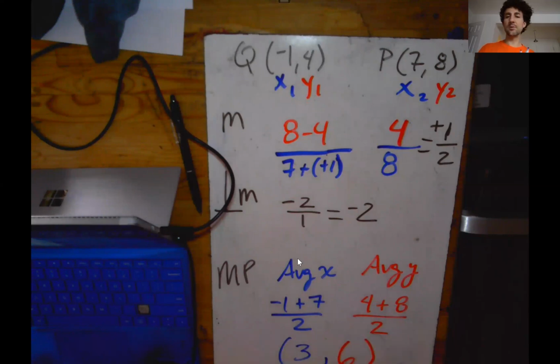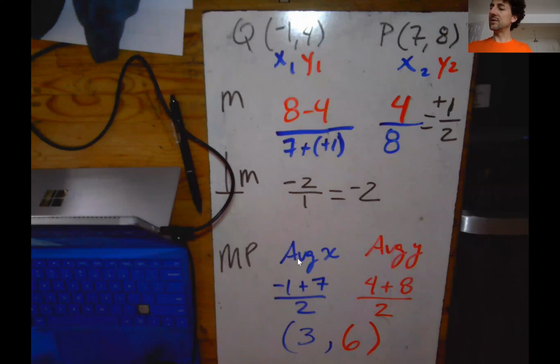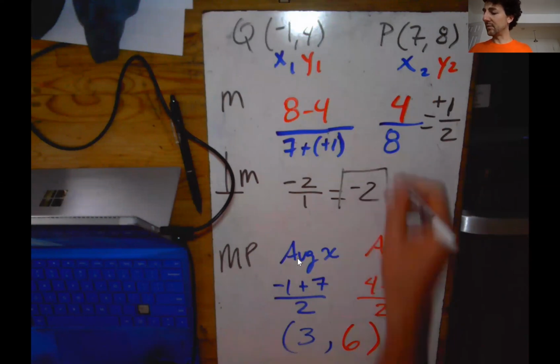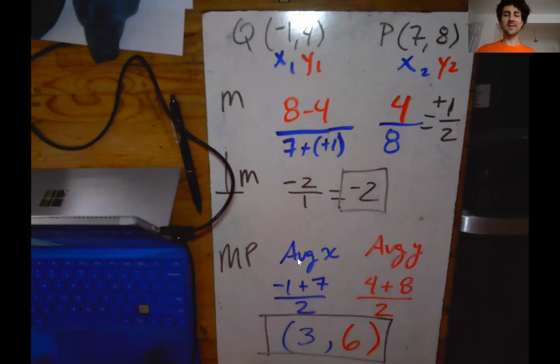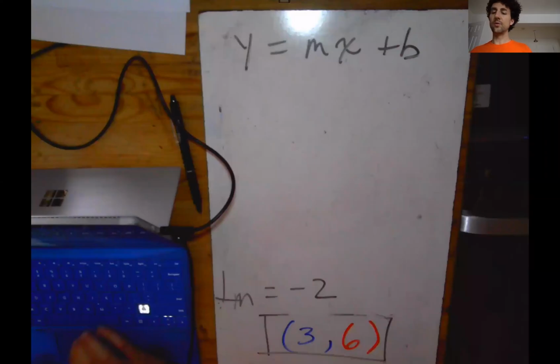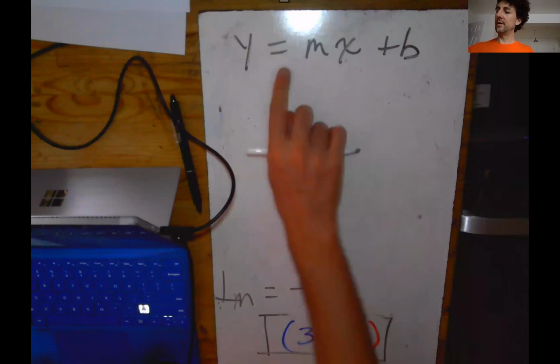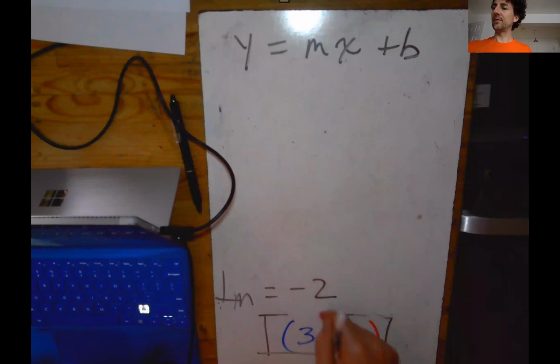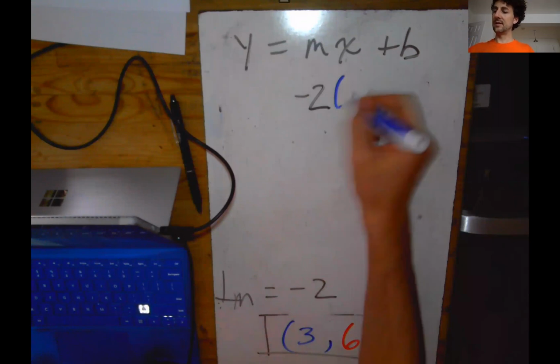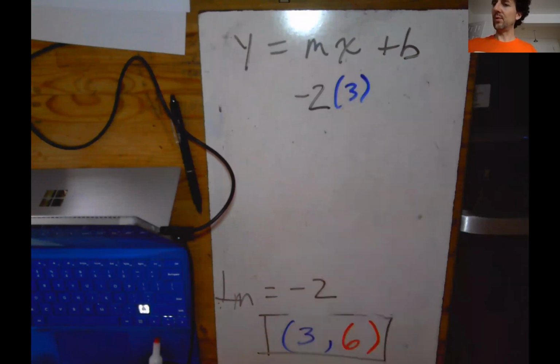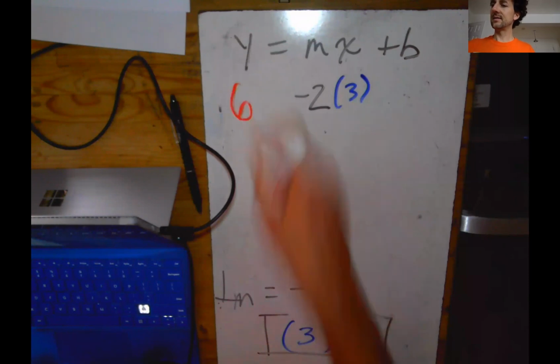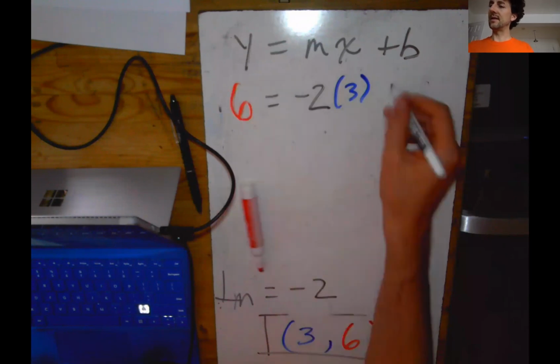So that means we need to write the equation of a line with a slope of -2 passing through (3, 6). All right, so we will substitute into y equals mx plus b, where our perpendicular slope is -2. Our x value for the midpoint is 3. Our y value for the midpoint is 6. Like this.